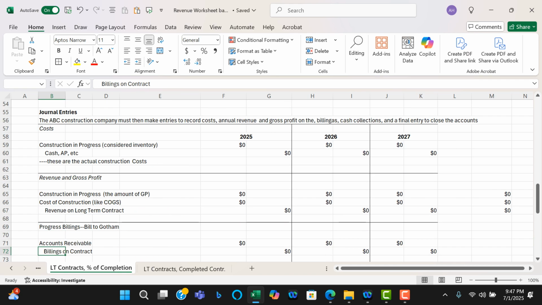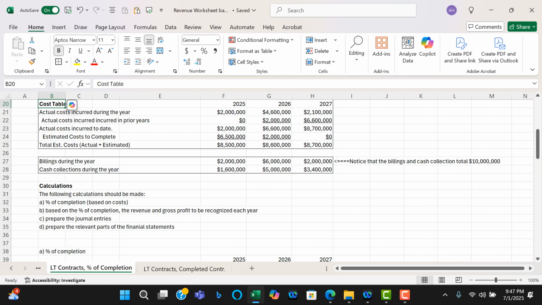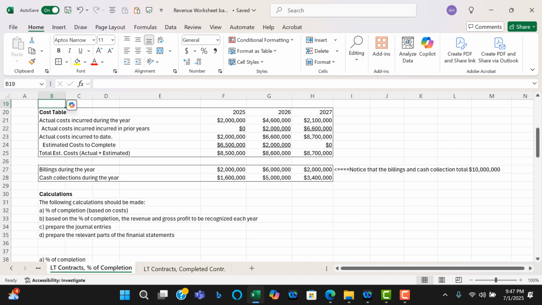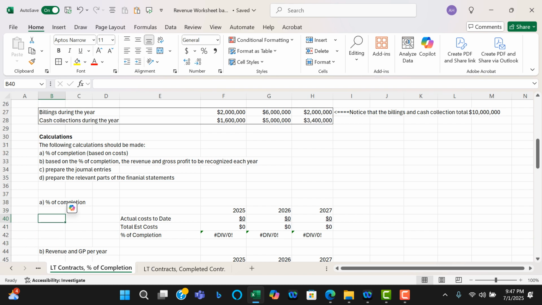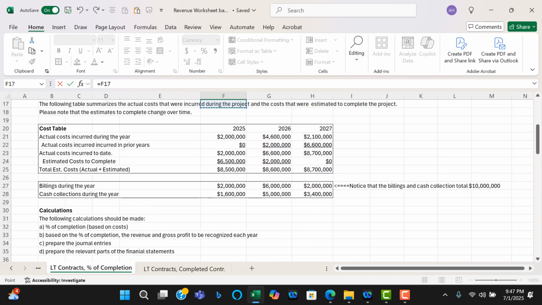Okay, and as you move forward down the sheet, you'll see I have everything kind of set up here so that we'll just fill this in basically. Okay, so calculation number one is based on these numbers here on the cost table. We have to compute the percentage of completion at the end of each year. Okay, so we come to 2025. And by the end of 2025, we know that the actual costs that went into the project at the end of 2025 were $2 million.